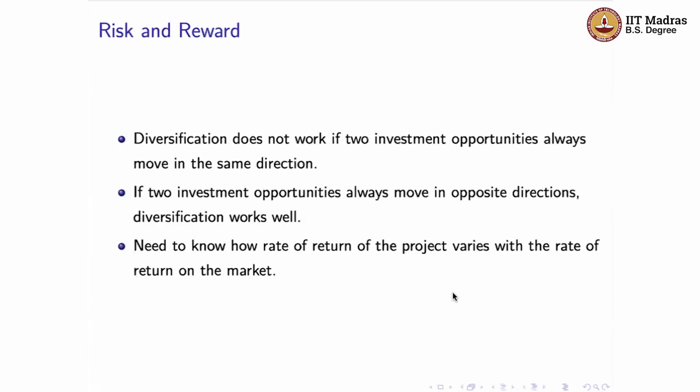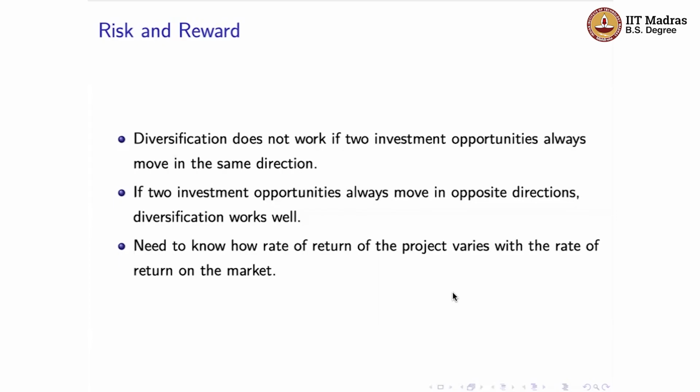Now, in order to make some progress in thinking about these questions, let's start out by observing some basic things, right? First, recall that diversification would not work if two investment opportunities always move in the same direction. Suppose the correlation coefficient is 1, then putting money in two of these assets would not actually work in terms of diversification, right? Of course, you have the opposite case where if you have two investment opportunities which always move in opposite directions, then we know that diversification works well, right?